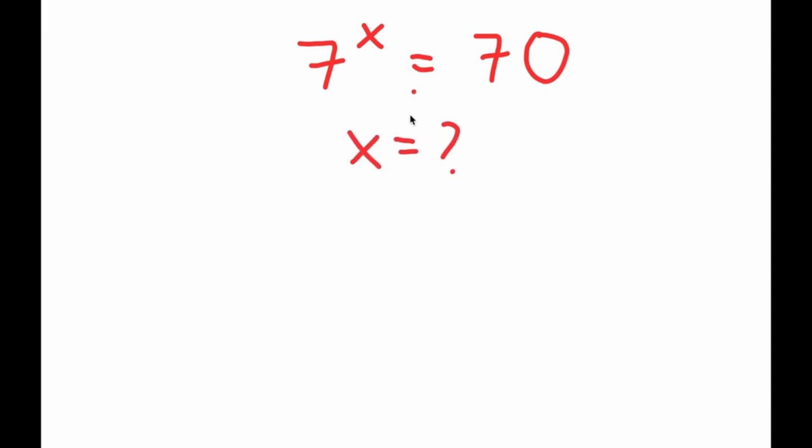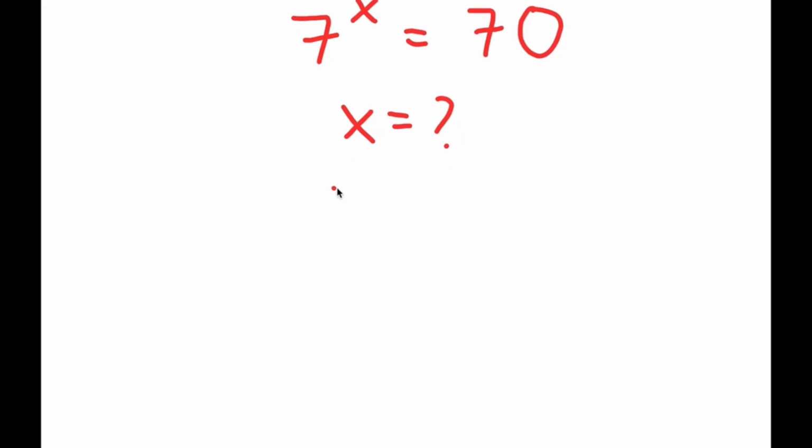Alright, so in this video, I'm going to be solving the equation 7 to the power of x is equal to 70. So before we start on our solution, let's notice that this is an exponential equation, and x is an exponent, which is the variable we're solving for.